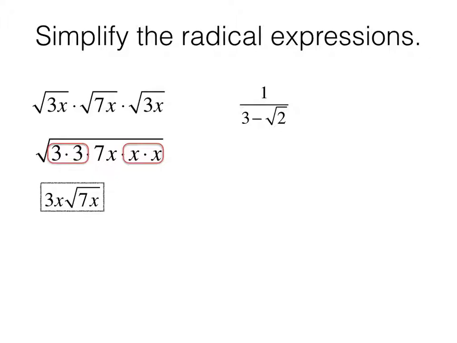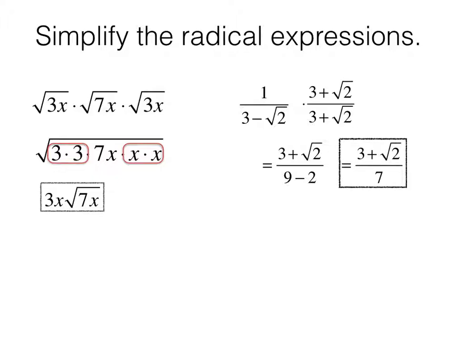So we rationalize the denominator by multiplying by the conjugate of the denominator. So we're going to multiply by a disguised form of the number 1, 3 plus root 2 over 3 plus root 2. So our numerator is going to be 3 plus root 2. Our denominator now, we're just going to apply the difference of perfect squares, will be 9 minus 2. We simplify this answer to be 3 plus root 2 all over 7.